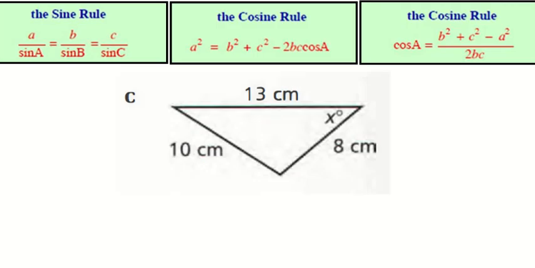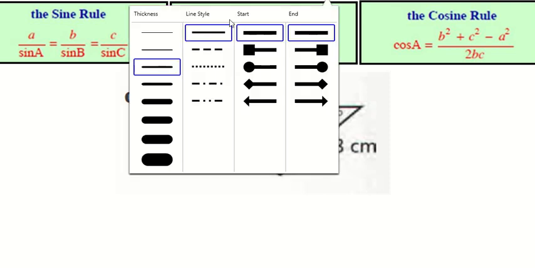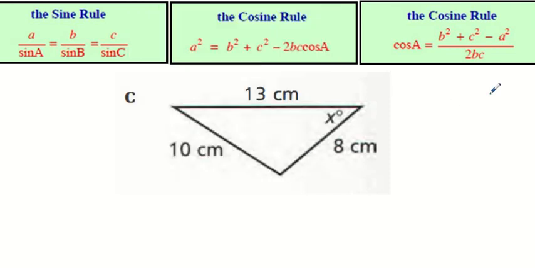In the last example here, we are trying to find a missing angle again. So let's check what we are given. We have 3 sides this time, and your missing angle is here, x degrees. So if I call that capital A, I'm going to call this lowercase a, capital B here, and then C here. So we have 3 sides this time.